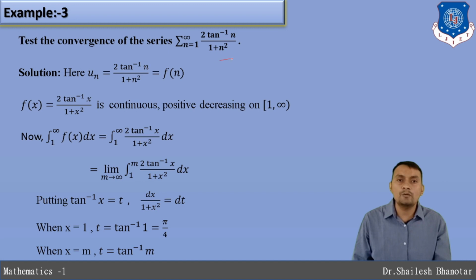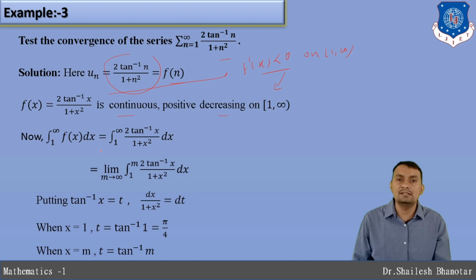Let us understand one more question. This is a very nice question. This is our u_n, say this is f(n), and this is a continuous function, and also you can say that it is positive and decreasing on 1 to infinity. For simplicity, you can also determine the first derivative, and it will be negative on 1 to infinity, and therefore the Cauchy integral test is applied.